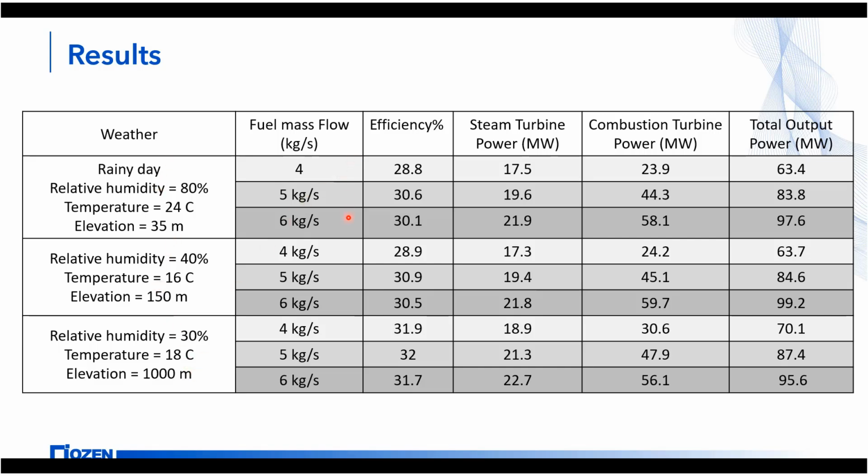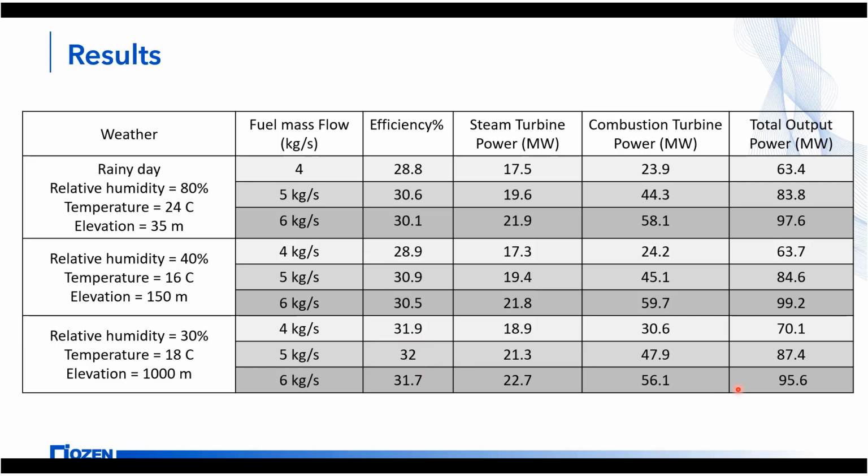So we also see the summary of the effect of changing the mass flow rates for different weather conditions. We see the same trend that for the rainy days, for 4, 5, and 6 kilograms per second, efficiency goes up, from 28 to 30.6, but for 6 kilograms per second, it drops. And we see the same scenario here for the other weather conditions.